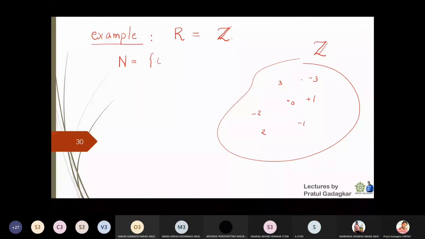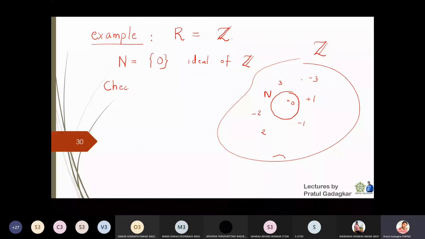This is an ideal of Z because singleton zero is a subgroup of Z, so it also becomes an ideal of Z by definition. So this is the only ideal that I've got. I am looking at this ideal N, and I want to check, is this N a prime ideal?